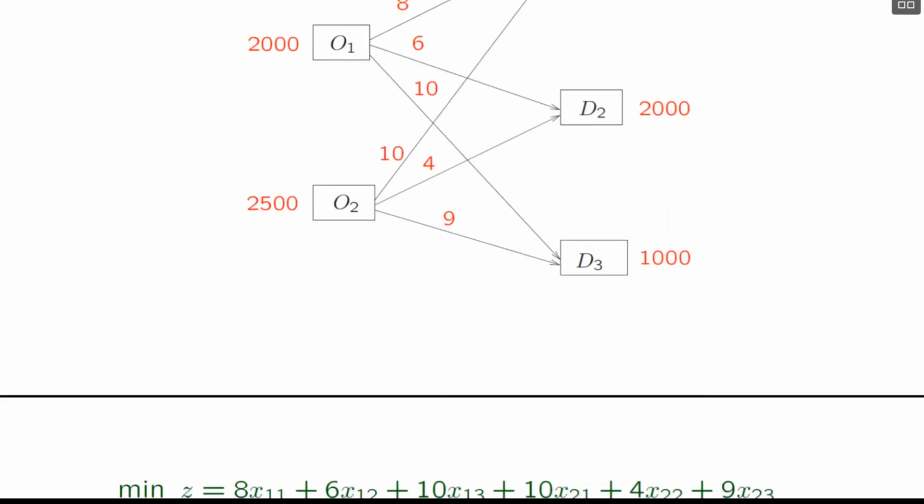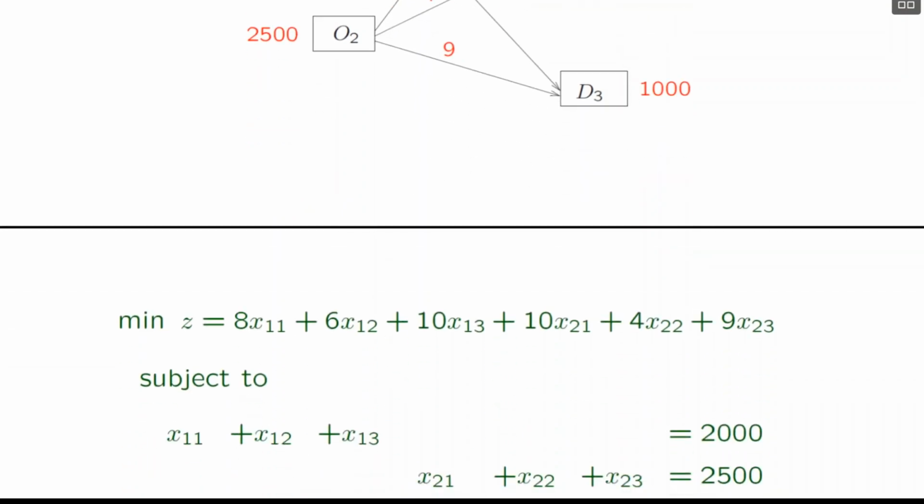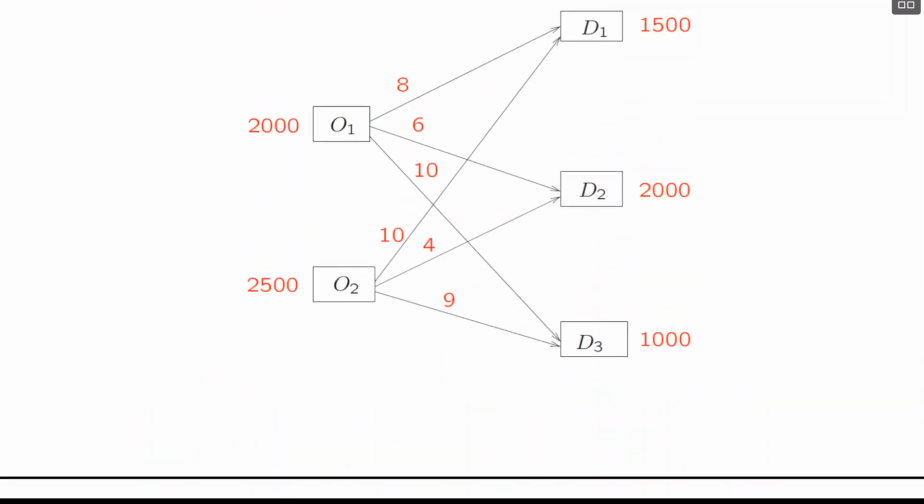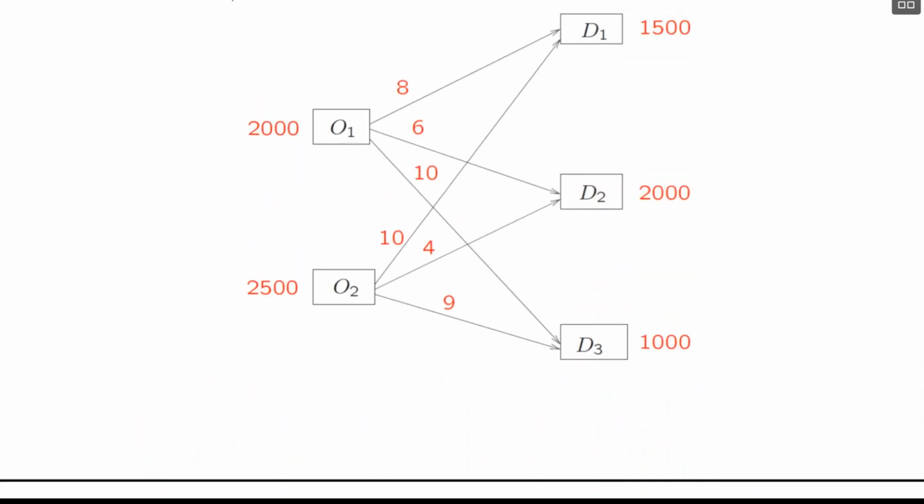So we shall have the total cost of transporting the items 8x11 plus 6x12 plus 10x13 plus 10x21 plus 4x22 plus 9x23. So our objective will be to minimize this total cost, and the constraints will be for the supplies.